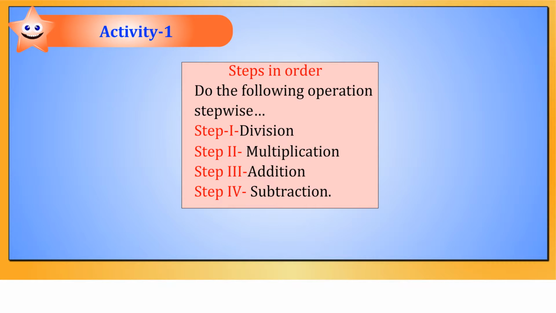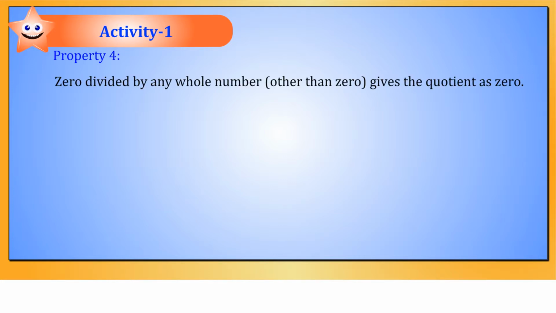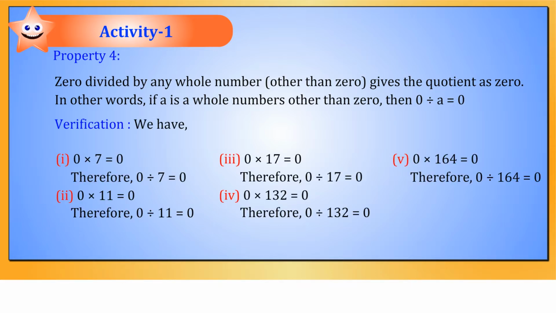Verification. We have first 0 into 7 equals 0. Therefore, 0 divided by 7 equals 0. Second, 0 into 11 equals 0. Therefore, 0 divided by 11 equals 0. Third, 0 into 17 equals 0. Therefore, 0 divided by 17 equals 0. Fourth, 0 into 132 equals 0. Therefore, 0 divided by 132 equals 0. Fifth, 0 into 164 equals 0. Therefore, 0 divided by 164 equals 0.